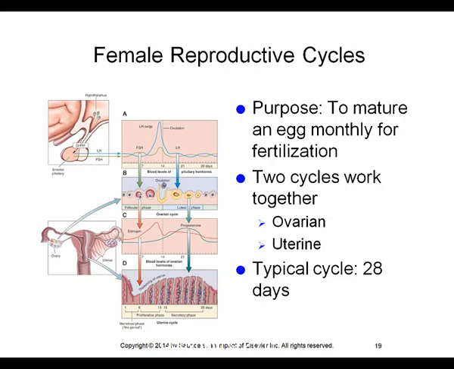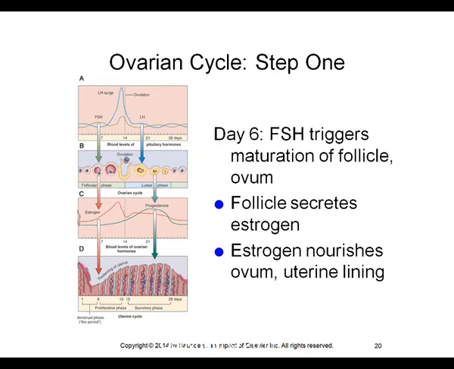And then once the corpus luteum dies, the levels of progesterone drop, and once the levels of progesterone drop, the uterus can no longer be maintained, and it sloughs off. Okay, so this summarizes everything I just said, the parts that you need to know.